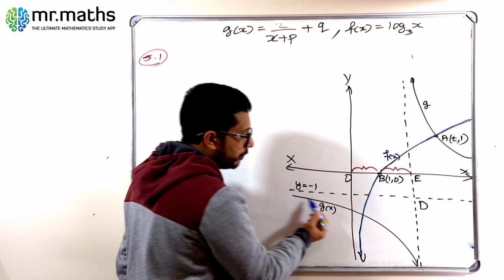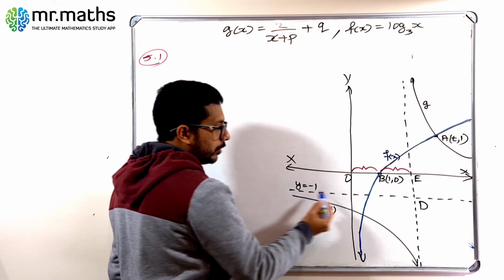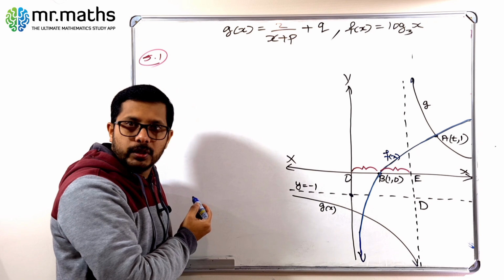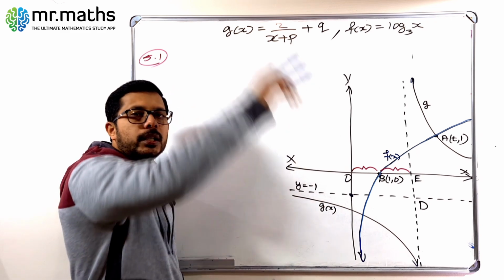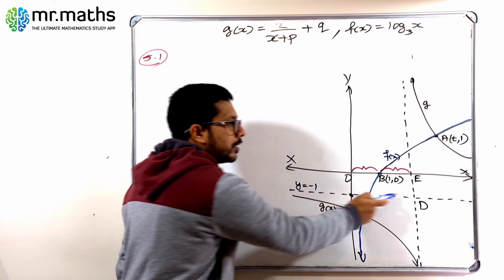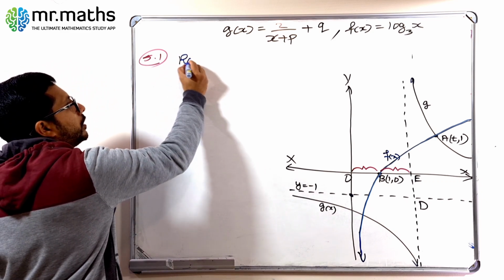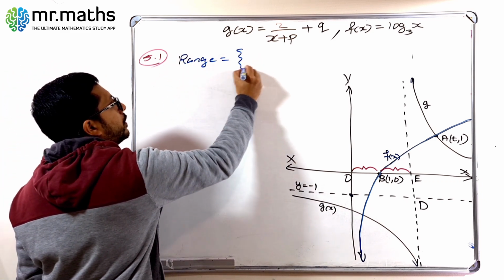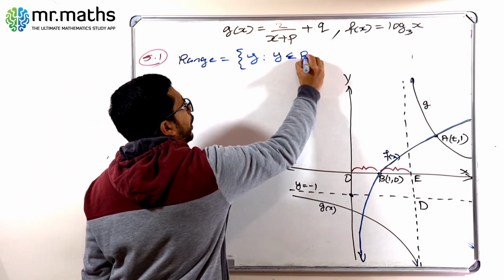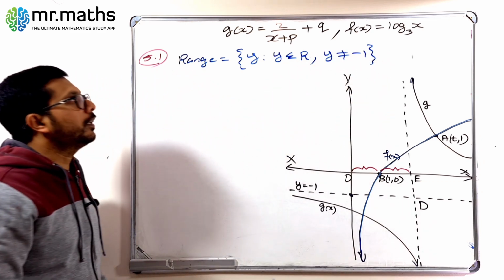Except which one is the asymptote of this g of x graph? This y is equal to minus 1 is the asymptote. On this y is equal to minus 1 there is no graph. That means y can take any real number, except which y value? y is equal to minus 1, because that is the asymptote. So how can you write the range? Range is equal to the set of y such that y is an element of R where y is not equal to minus 1. So what is the meaning?